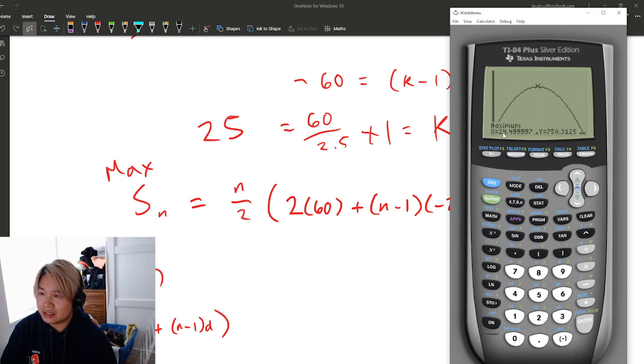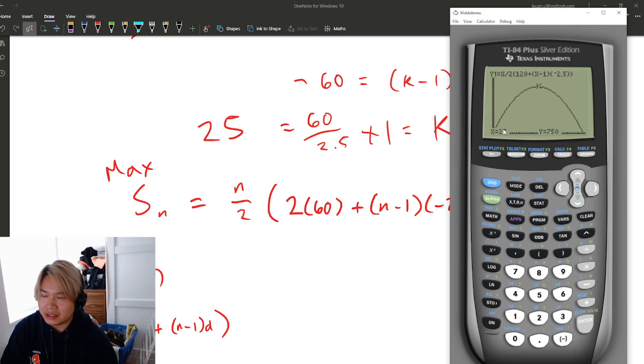So what we need to do is compare the sum, which is the y value, when it's 24, and also the sum when it's 25, just to see which one's actually larger. So for that, I can tell it what x value I want, which is, the first one's 24, so 750. So when you add the first 24 terms, it's going to have a sum of 750, and I'm just going to compare that to the 25th term, which is also 750.